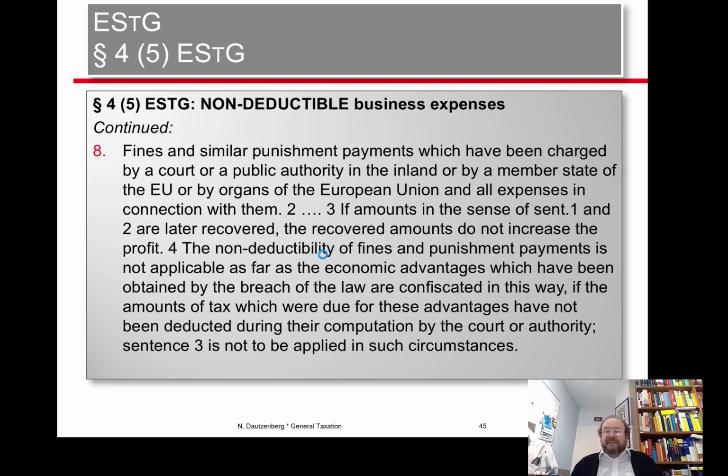Even breaking cartel law is something where you have no private motive. That's entirely to bring your business into a better position, and nevertheless it's a forbidden activity, a punishable offense, and the punishment payment cannot be regarded as a business expense, or it is a business expense in that circumstance, but not deductible, so you cannot deduct it when you compute the profit.